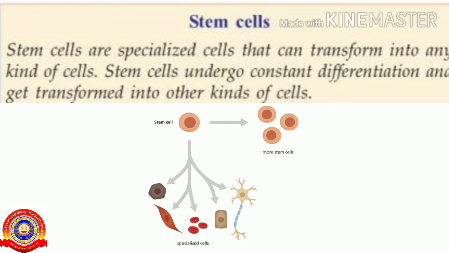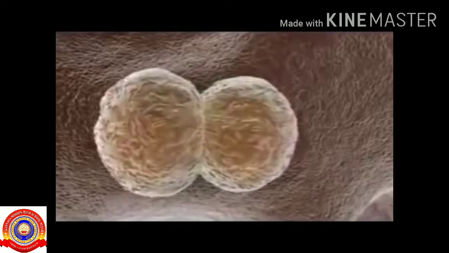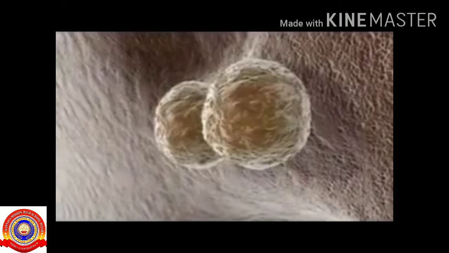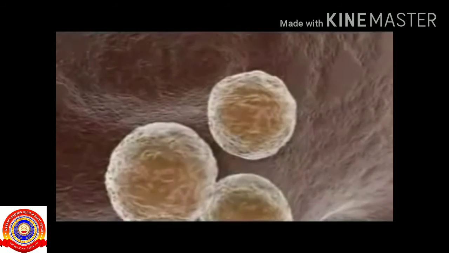Stem cells undergo constant differentiation and get transformed into other kinds of cells. That is, they divide continuously and get transformed into different kinds of cells like nerve cells, blood cells, muscle cells, etc. Let's look at the video. The stem cells can either get transformed into other cells through division, or some stem cells do not divide and they exist as such.